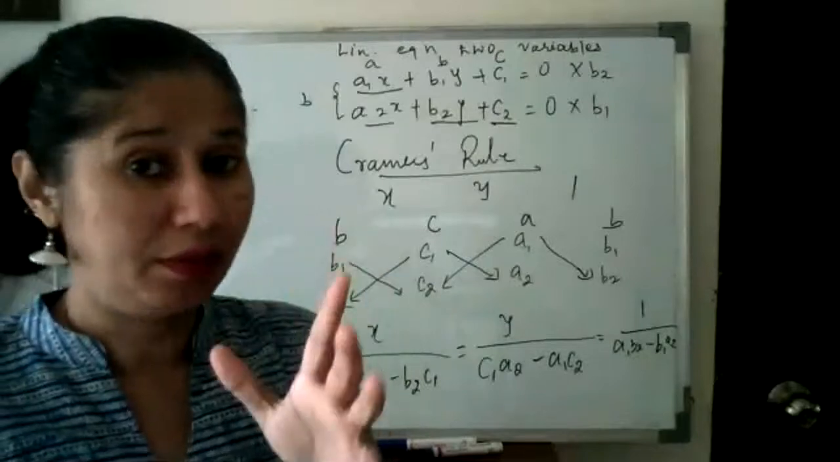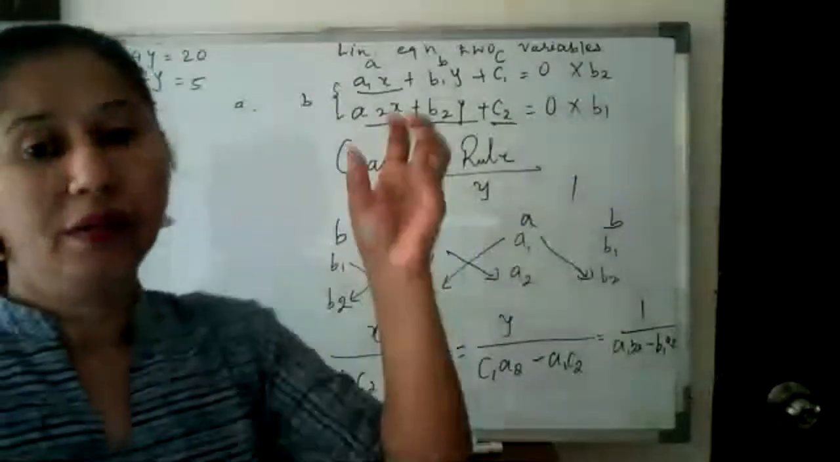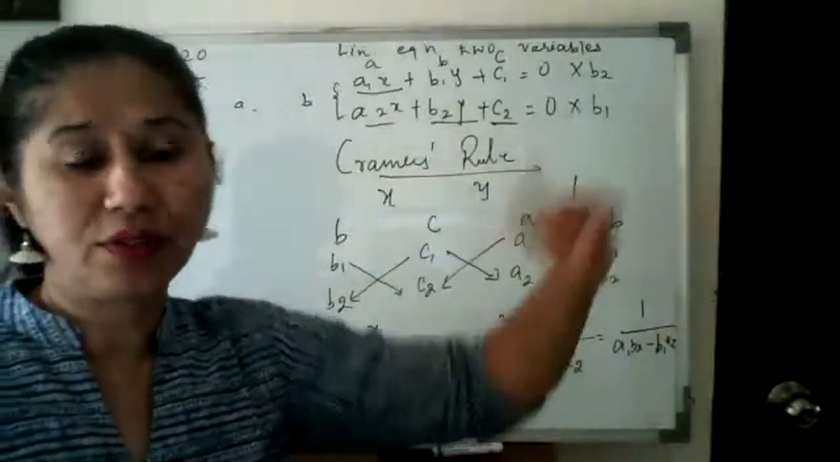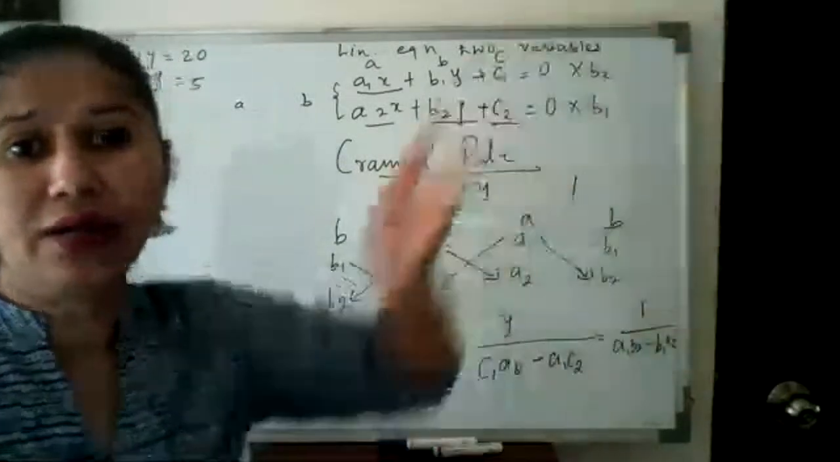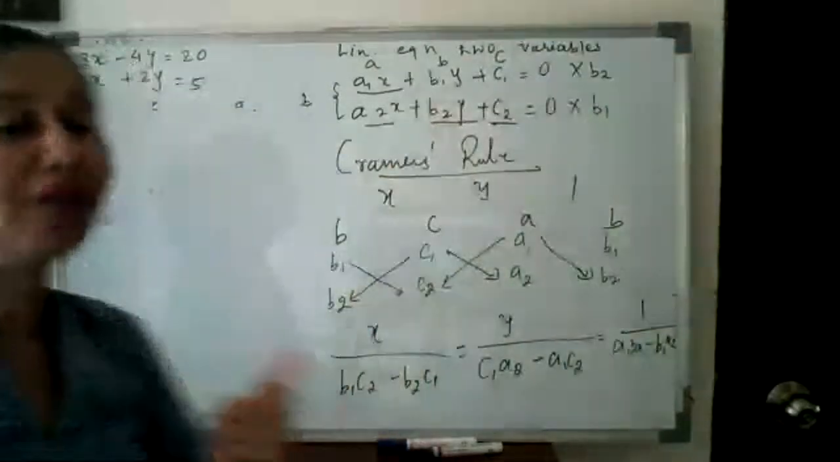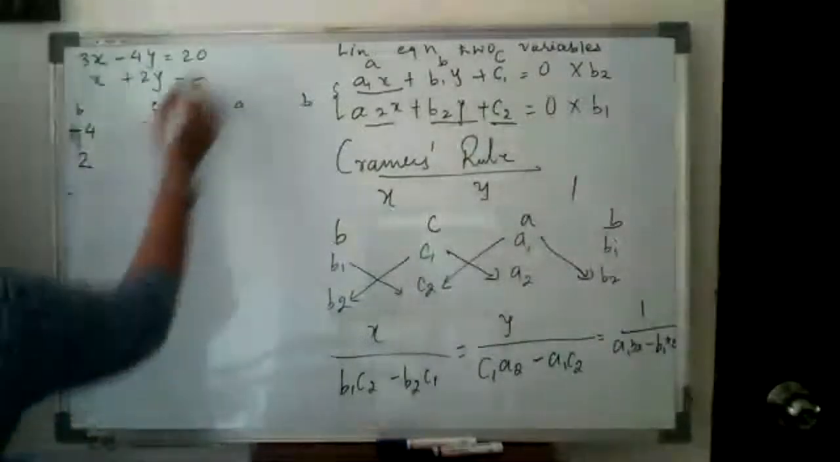That is the value of C1. Because generally we write the equation like 2x plus 3y is equal to 5. So that 5 has to be brought here. So that will give you the negative value of C1.